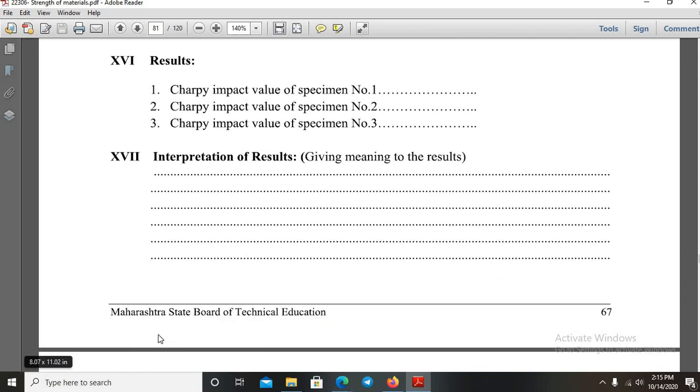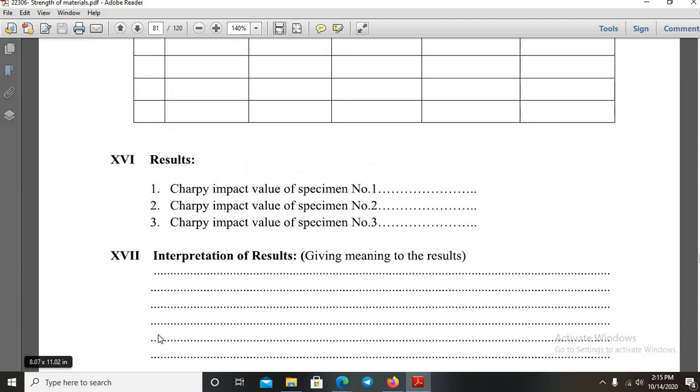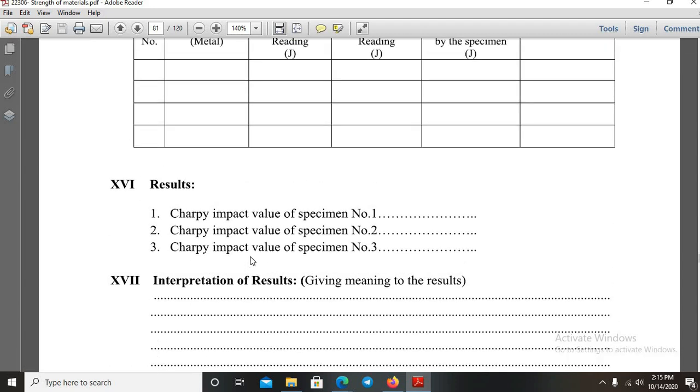Interpretation of result साठी what we can say, आता इंटरप्रेट करत असताना आपल्याला एक लक्षात येईल, आपण या तिघांची व्हॅल्यू कम्पेअर केली तर ह्याच्यामध्ये हायेस्ट व्हॅल्यू कुणाची आहे, तर हायेस्ट व्हॅल्यू आहे आपली स्पेसिमेन नंबर 2 ची. सो स्पेसिमेन नंबर 2 विच वॉज MS हॅज द हायर चारपी इम्पॅक्ट व्हॅल्यू दॅन द अदर 2. हे असं आपल्याला लिहायचं आहे. आपल्याला MS ची व्हॅल्यू किती मिळते 159 जूल, ॲल्युमिनियमची व्हॅल्यू मिळते 54 जूल आणि चारपीची व्हॅल्यू मिळते 28 जूल्स.